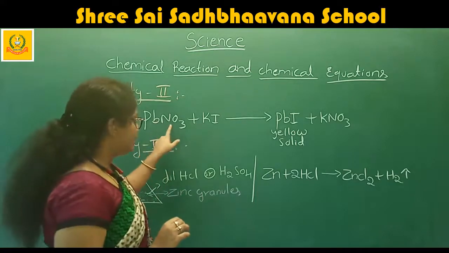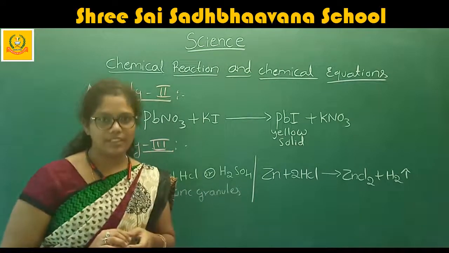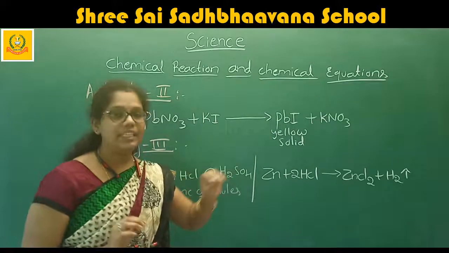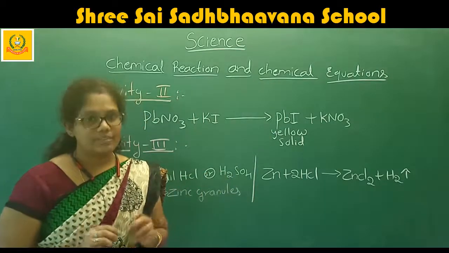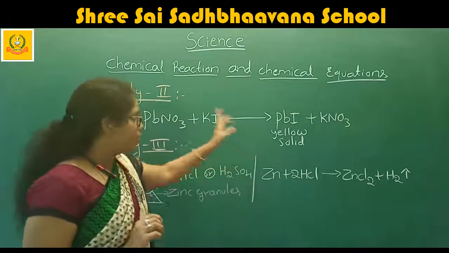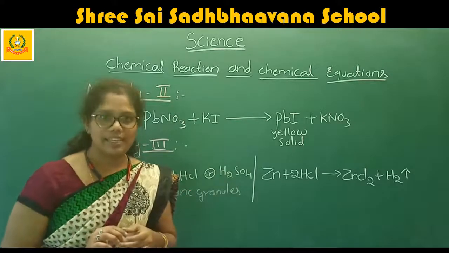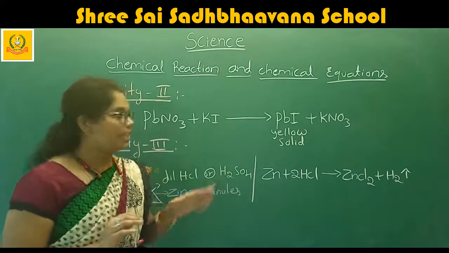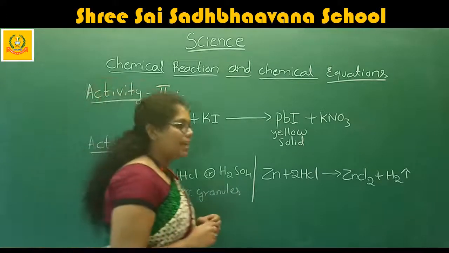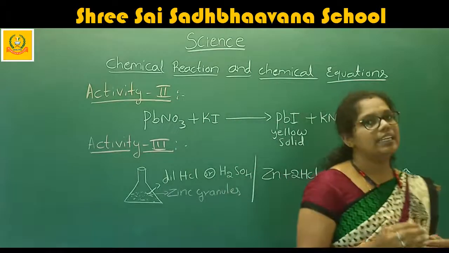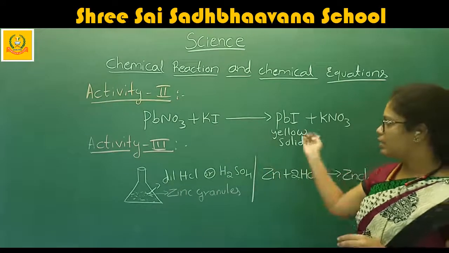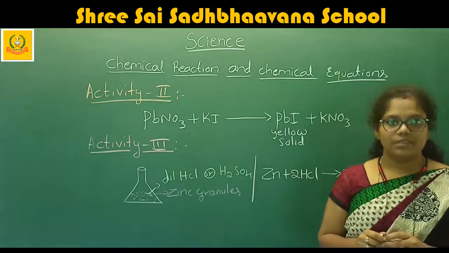If the lead nitrate solution is reacted with potassium iodide, it forms PbI, that is lead iodide. Lead iodide is a solid. Therefore, the interconversion of state also takes place in chemical reactions. The liquid is converted to the solid. Whenever a chemical reaction takes place, the interconversion of states may also take place. Maybe you understood now.